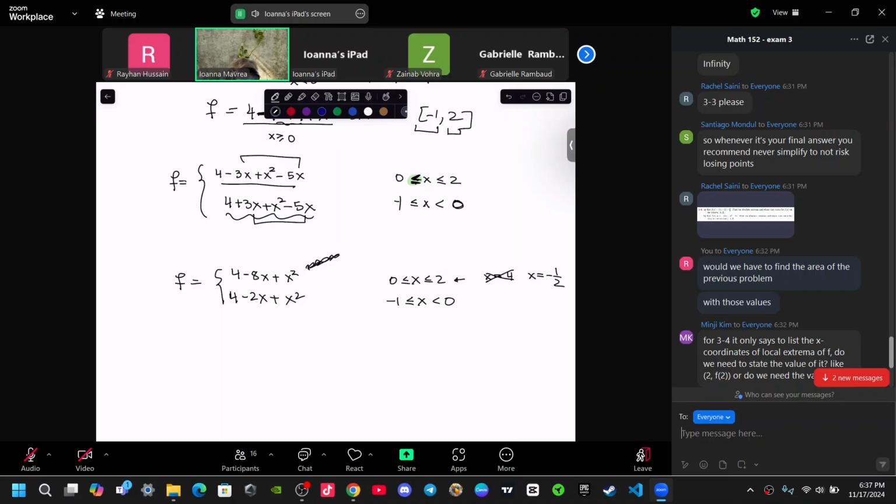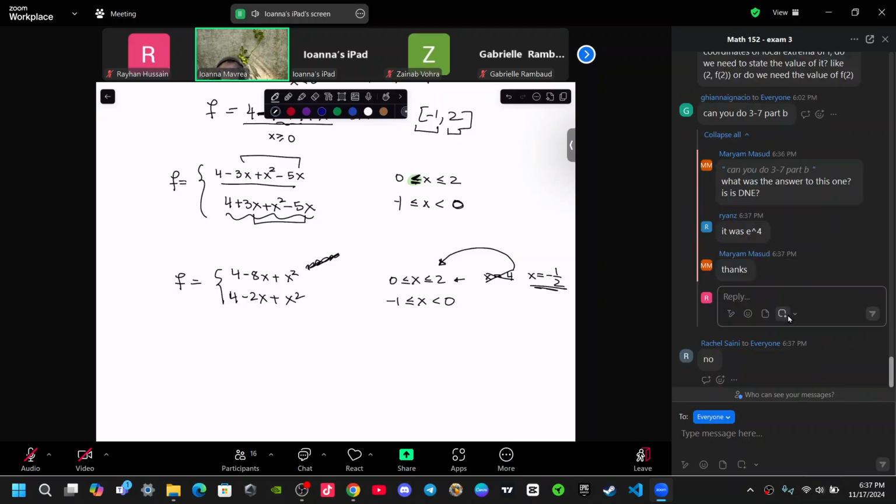If this piece gives me this critical point, will I accept this? -1/2? No, because -1/2 is not in this piece's domain. It's somebody else's domain. This piece does not allow -1/2. So you gotta check everything against the domain, right? So how do you find critical points?